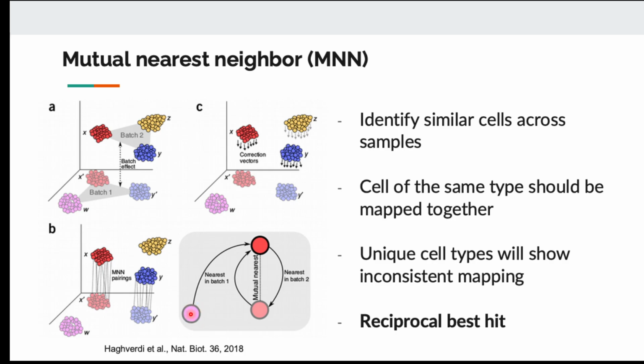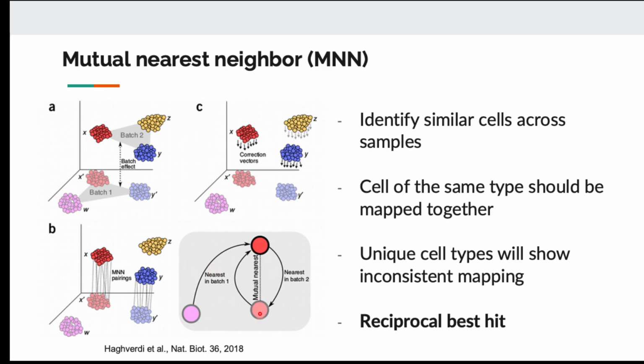But if you are looking at cells that are unique in a certain batch, purple cells for example, it might look like red cells in batch 2 because that's the most similar. There are no purple cells in batch 2. It's going to point to red cells. But the red cell is not going to point back because red cells in batch 2 are going to be similar to red cells in batch 1. So you're going to get this distinction.